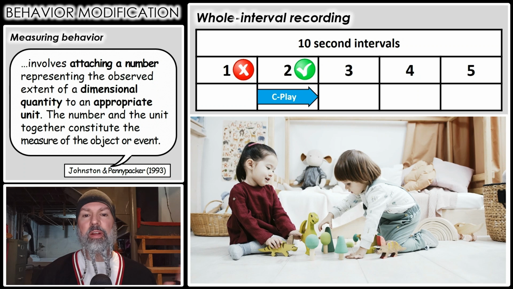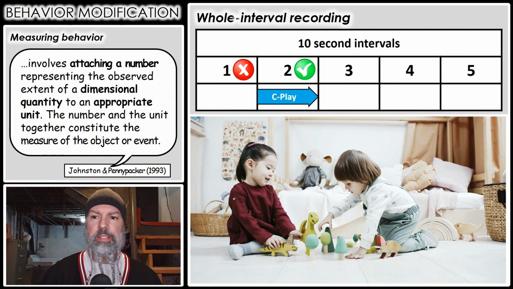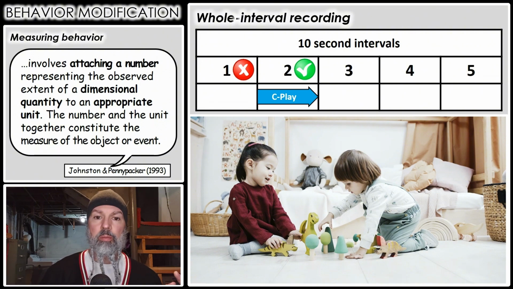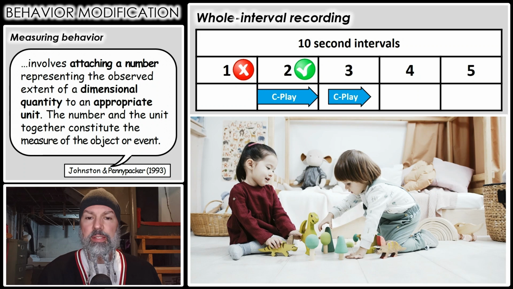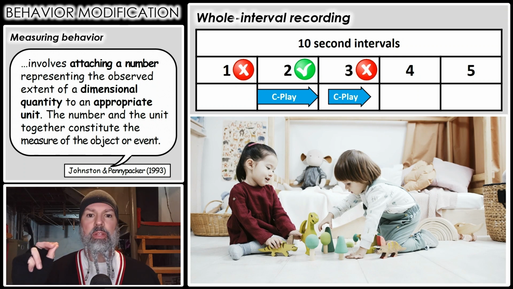Now, on the other hand, let's say that we then go to interval number 3. We're going to be viewing these children playing for another 10 seconds. When we begin the interval, they're not playing. But then they start playing during those 10 seconds. So maybe they play together for about 6 seconds, but then they stop playing before the end of the interval. In whole interval recording, we would indicate that as the behavior has not occurred during that interval.